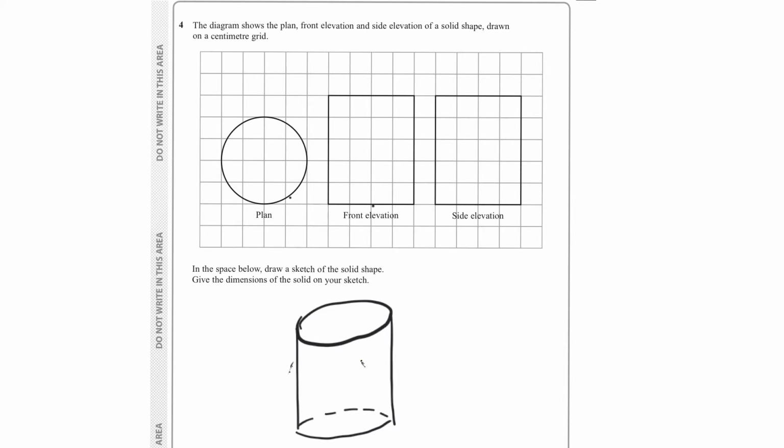Now I need to actually put my dimensions on. So the first thing I need to do is work out the radius. The radius is from the center point of a circle to the edge of the circle, right? If it's a centimeter grid and we've got 2 squares, then therefore this is 2 centimeters. I'll just put that's radius. Then the diameter would be 4 squares, so that's 4 centimeters.